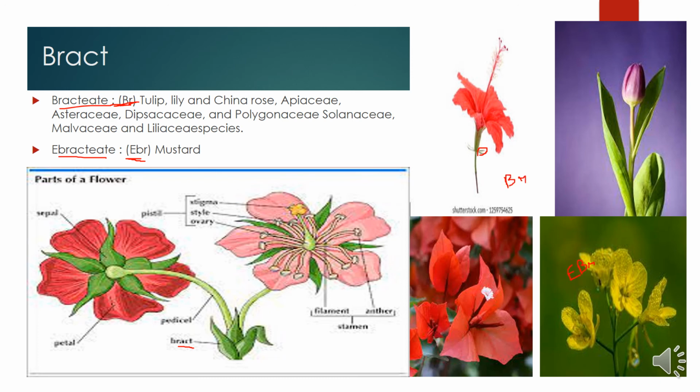A very good example of bract is also this bougainvillea, where this colored structure is actually the bract, and this very small structure, which I'm drawing in yellow, is the flower, and this highly colored structure is the bract.